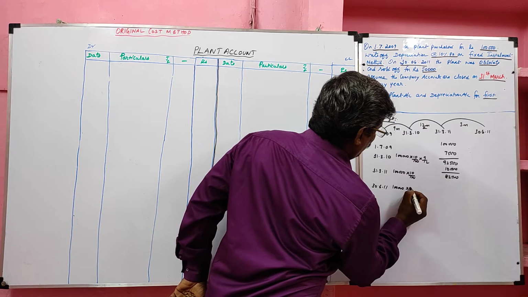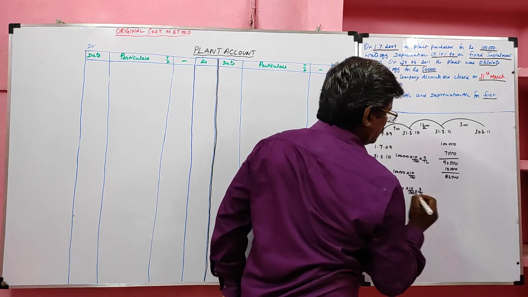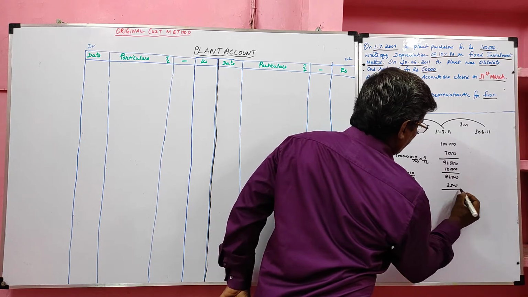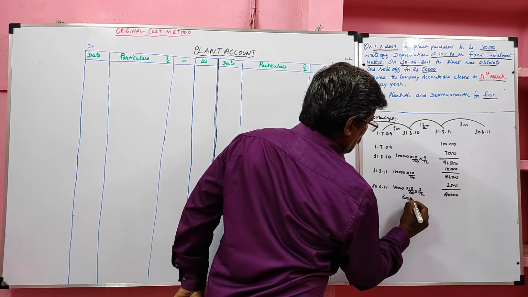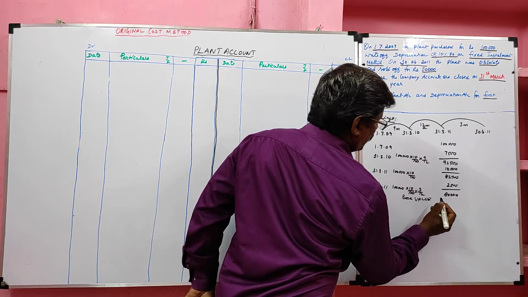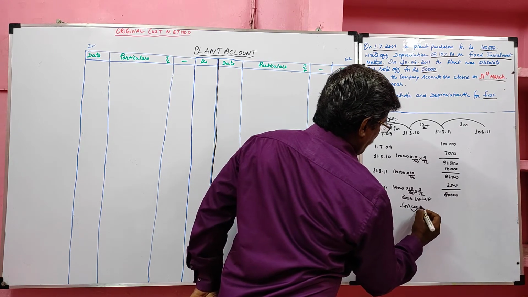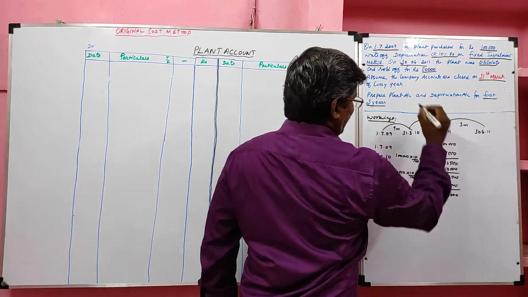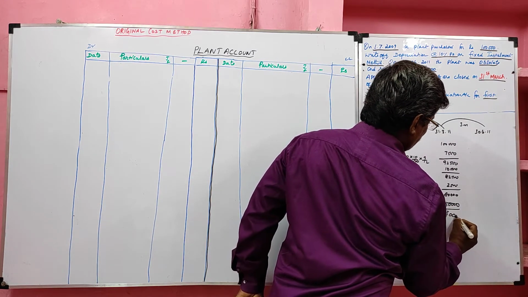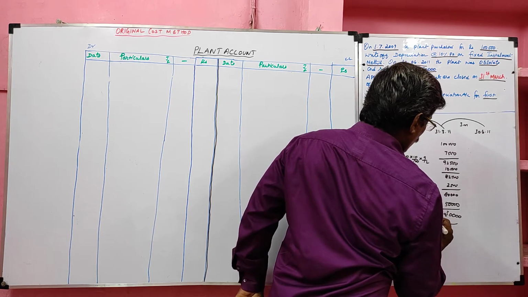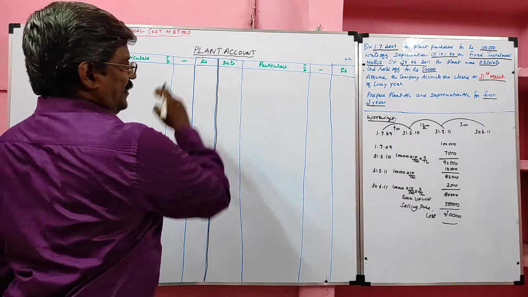On 1 lakh we should provide 10% for 3 months, 3/12. So depreciation 2,500. So at the end of the third year our book value is 80,000. Selling price 50,000. They incurred a loss of 30,000. Here book value is more than the selling price. Now I am going to prepare the ledger account, the plant account.